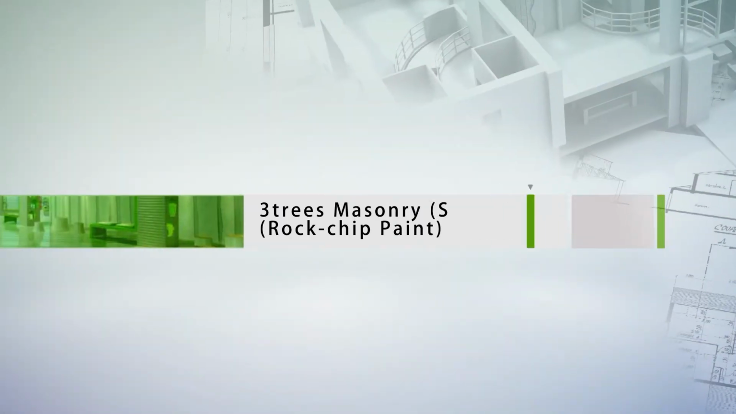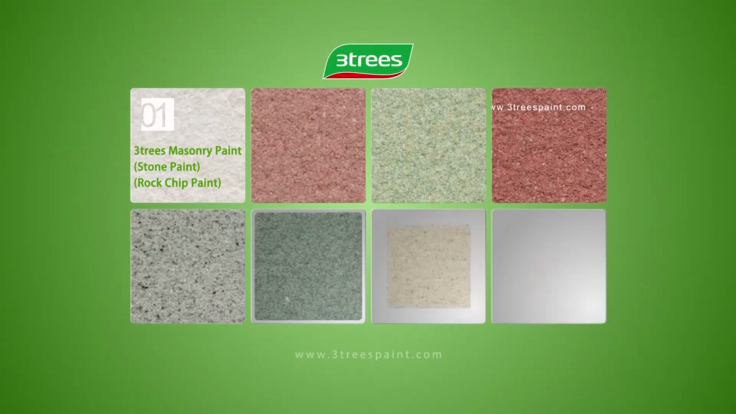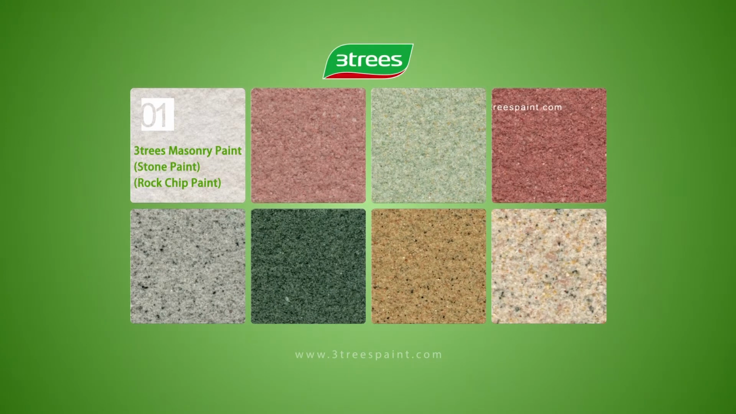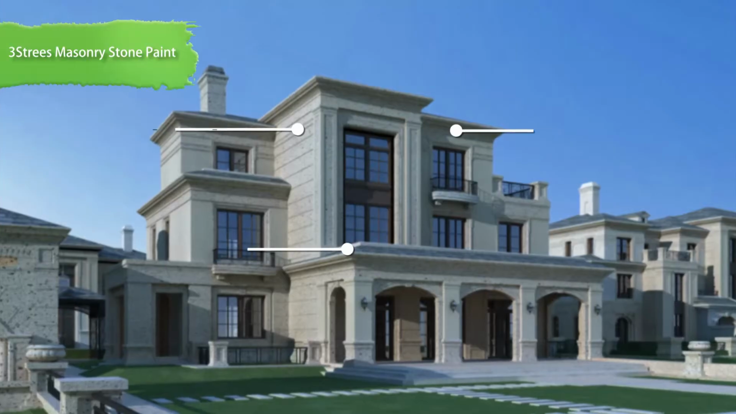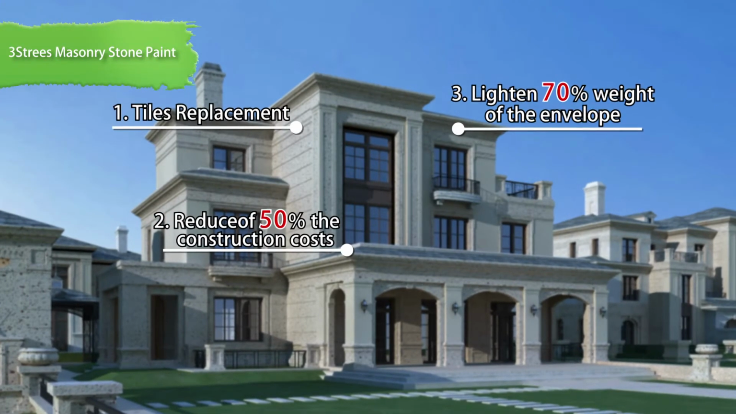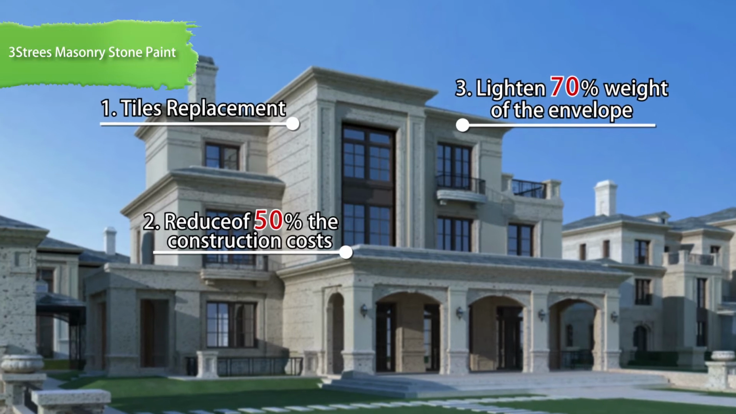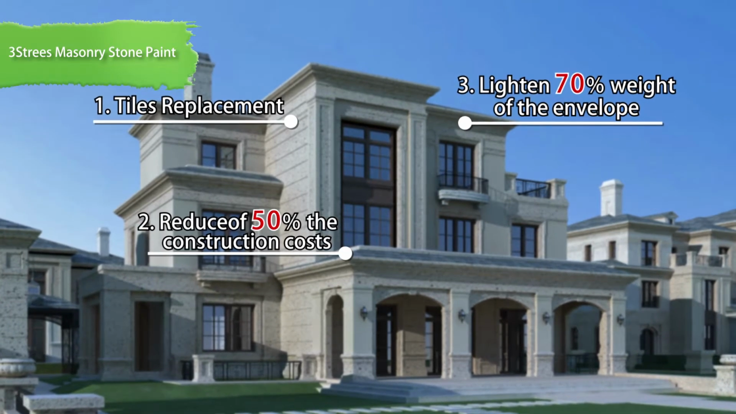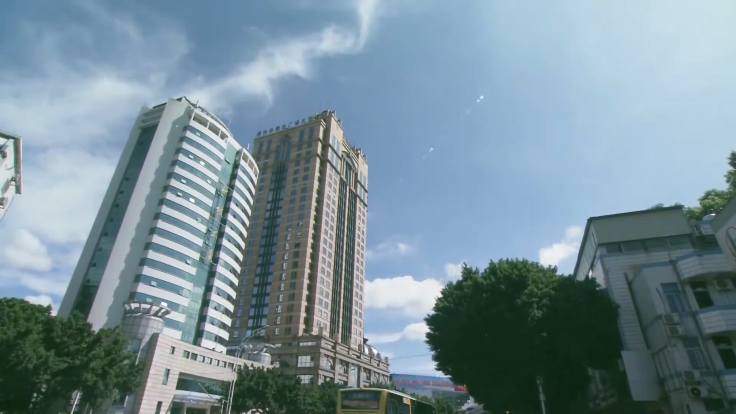Three Trees Masonry Stone Paint, Rock Chip Paint Application. Three Trees Masonry Stone Paint, Rock Chip Paint is prepared by various colors of natural stone powder. The decoration effect is just like marble, granite with the same attribute of real stone.